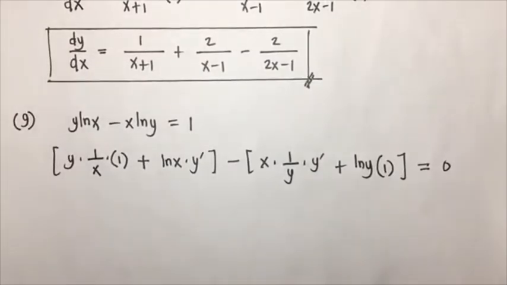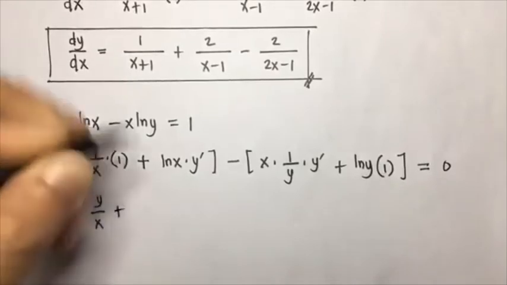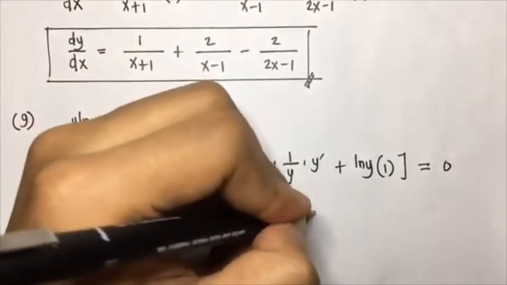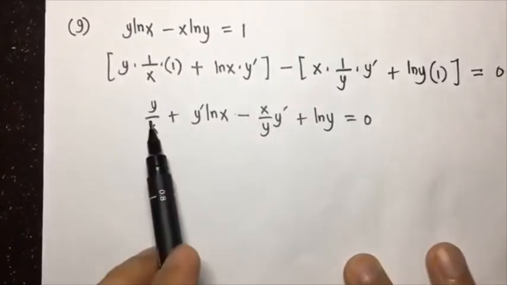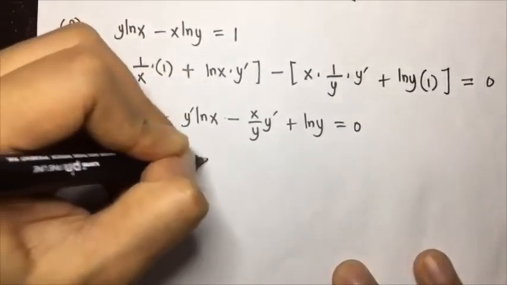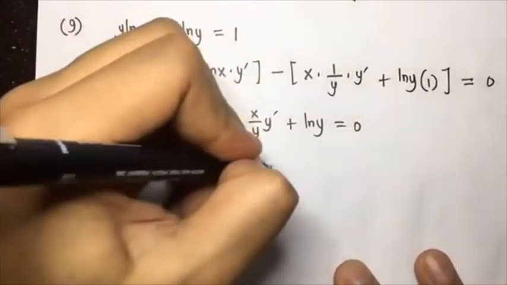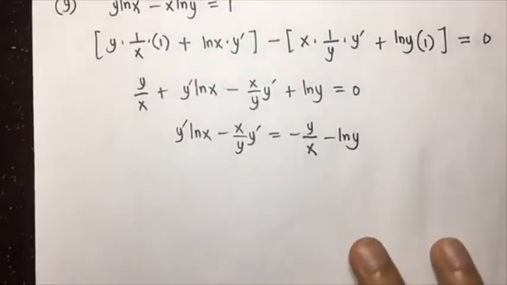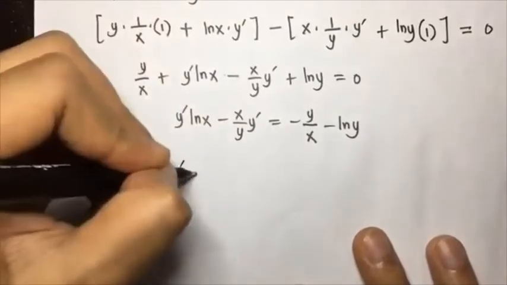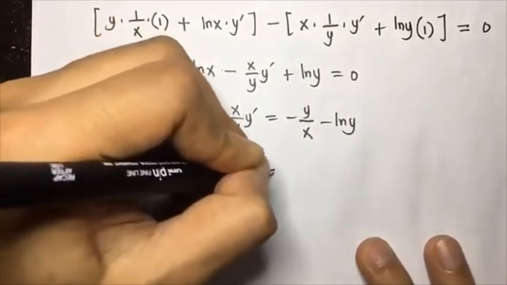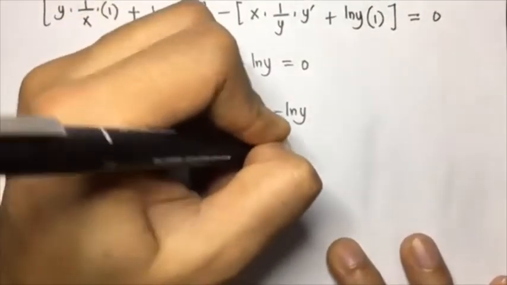So simplifying this, we will have y over x plus y prime ln of x minus x over y times y prime plus ln of y is equal to 0. So collecting the terms with y prime and transposing the others to the right side, we have y prime ln of x minus x over y times y prime is equal to negative y over x minus ln of y. Factoring y prime, it is multiplied by ln of x minus x over y, equal to negative y over x minus ln of y.